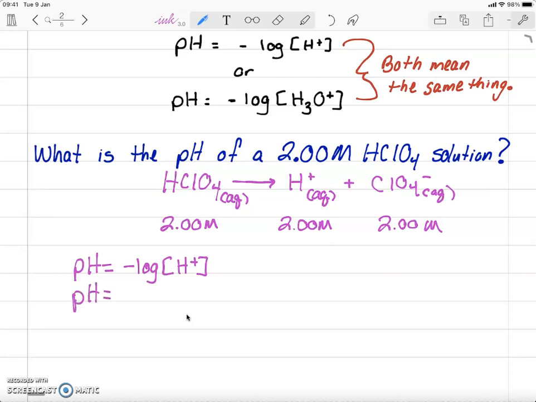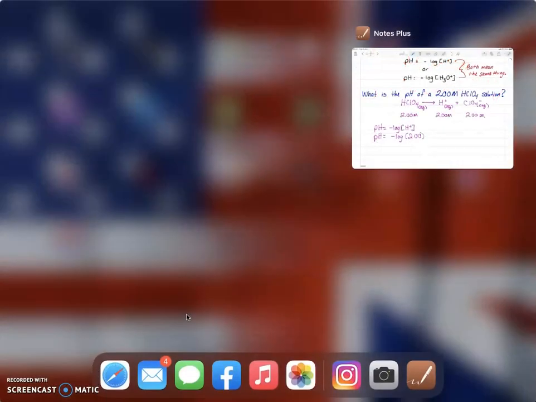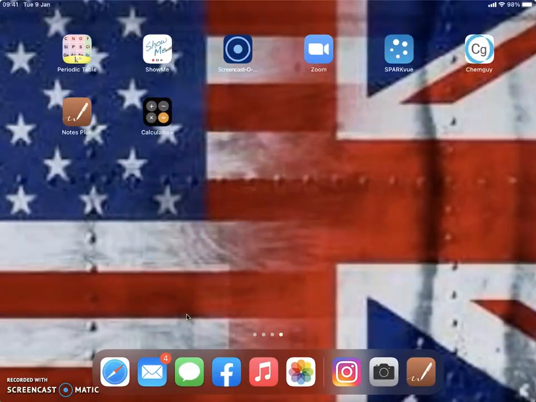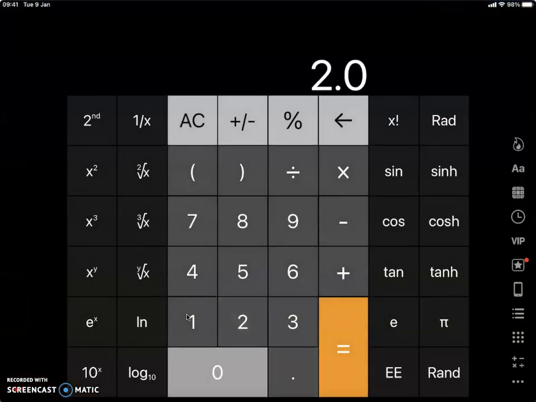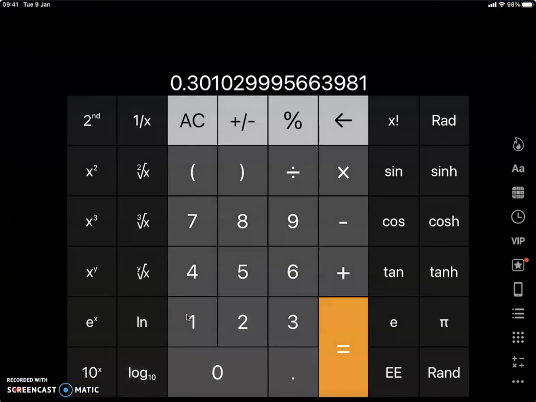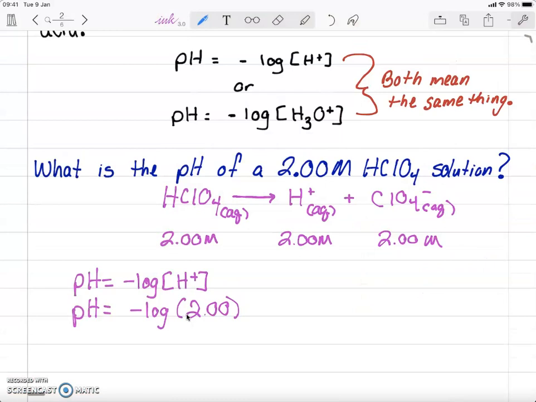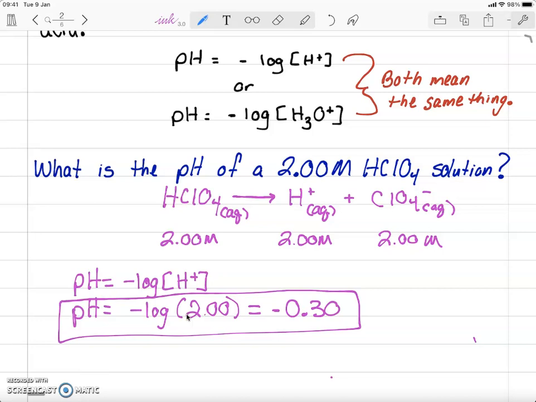Just plug in the number. And if we solve for this, take the log of that, but that's the positive log, so we need the negative log. Multiply by -1. The pH is going to be negative 0.30. And remember, pH does not have any units, and so that's the final answer there.